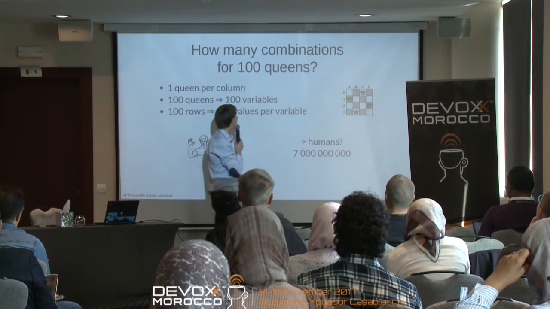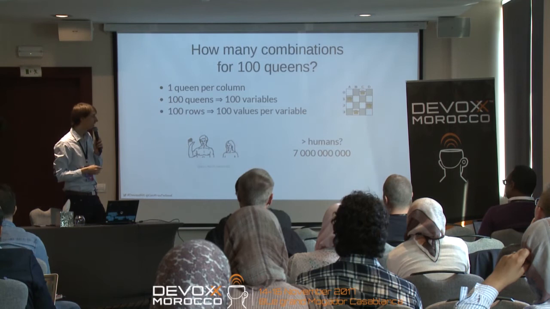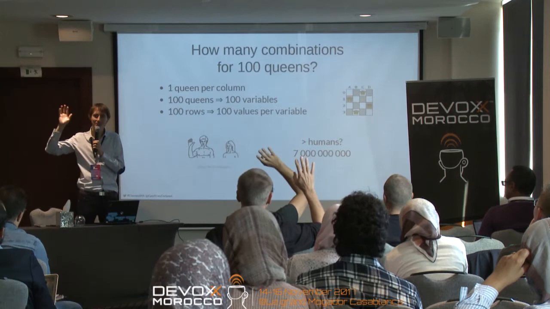Anybody have an idea? So let me do a poll here. Who thinks it's more than the number of humans on this planet? There are like 7 billion humans on this planet. Raise your hand if you think it's more than that. You guys are correct.